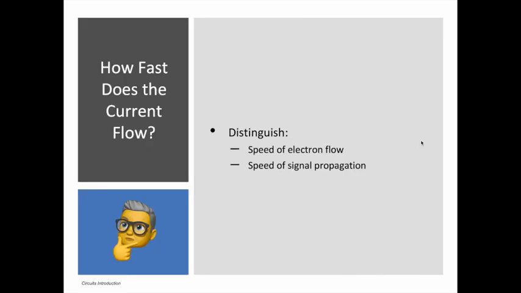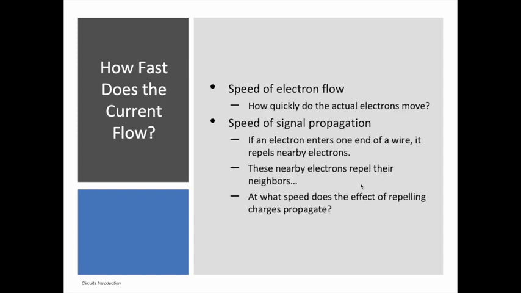Okay, let's talk about how fast current actually flows in a circuit. And we need to distinguish between two things: the speed of electron flow and the speed of signal propagation. Speed of electron flow is a little bit easier to understand. It's just how quickly do the actual electrons move, the individual electrons moving through the conductor from atom to atom.